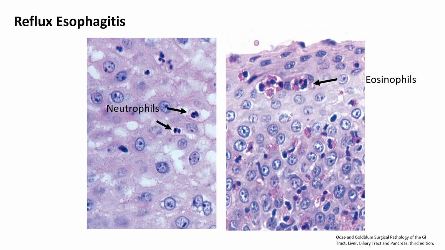In reflux esophagitis, inflammatory cells are usually seen within the squamous epithelium. Examples of these inflammatory cells are the eosinophils, which we commonly see in cases of reflux esophagitis, and neutrophils.